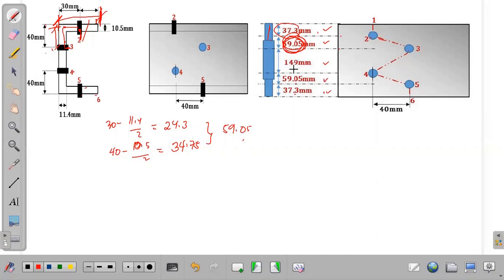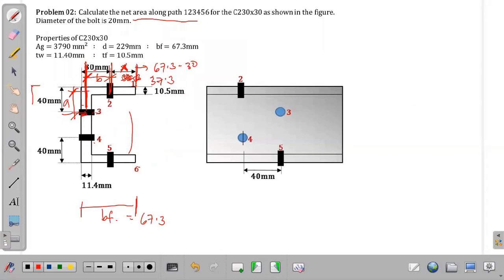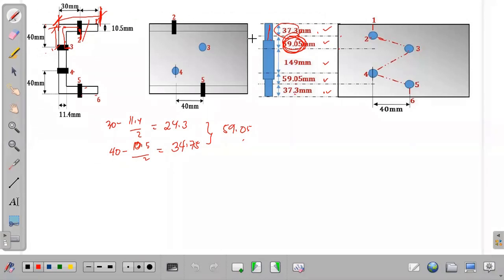O, paano naman kinuha yung 149? So, ito, yung buong ito, di ba yan yung ating depth, 229. So, 229 minus 2 na dalawang 40, kaya ang kalalabasan niya is 149. Okay, so yung 149 natin dito is equal to 229 minus 2 times 40. Yan yung 149.